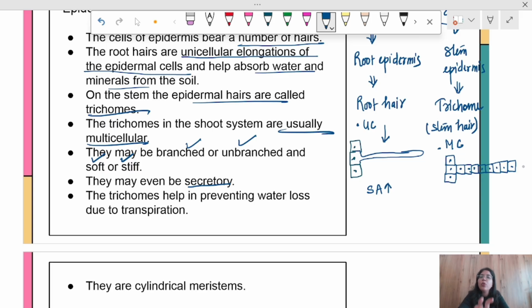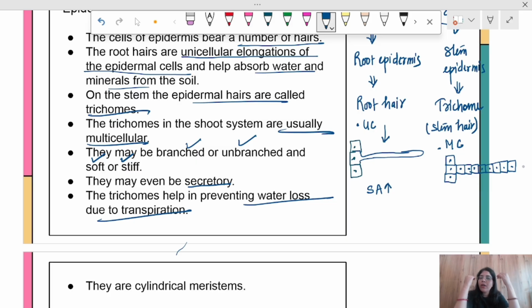What is the function of the root hair here? It is absorptive in nature, helping in absorption of water and minerals from the soil. What's the function of trichome? Trichome will secrete something, it is secretory in nature. Also, it helps in preventing water loss due to transpiration. When trichomes are present above deeply seated stomata, it is a method by which plants reduce water loss. So please remember these functions.